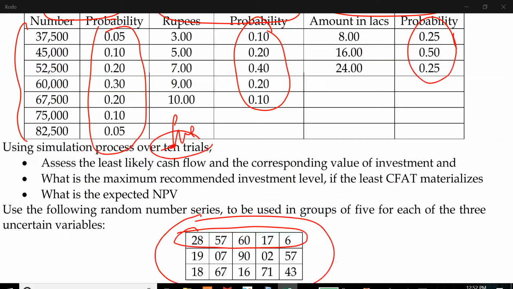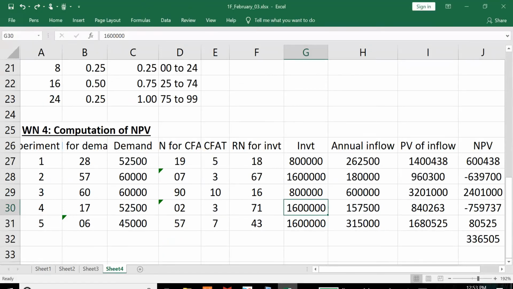If somebody says the least is going to happen, then the maximum investment is 840,263. Maximum investment level for least CFAT equals 840,263.